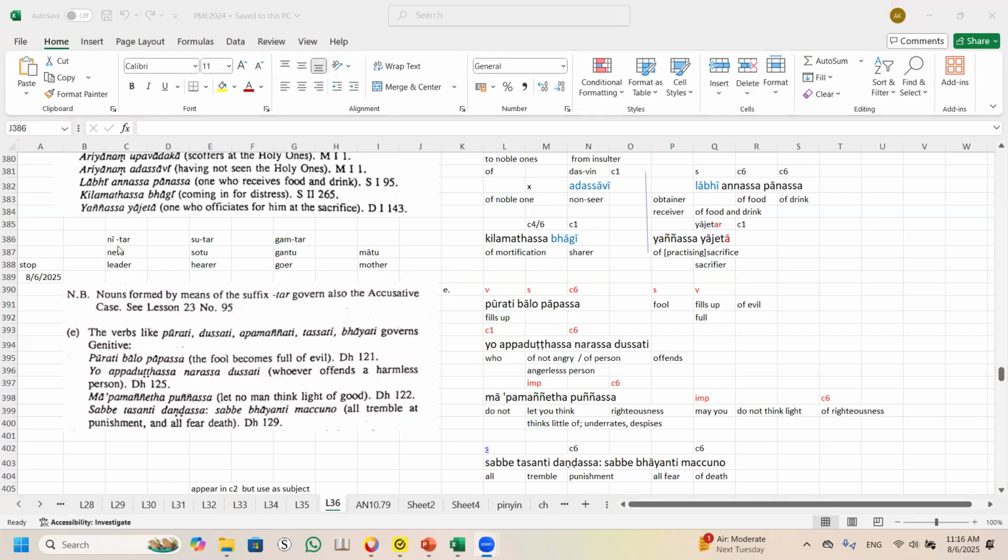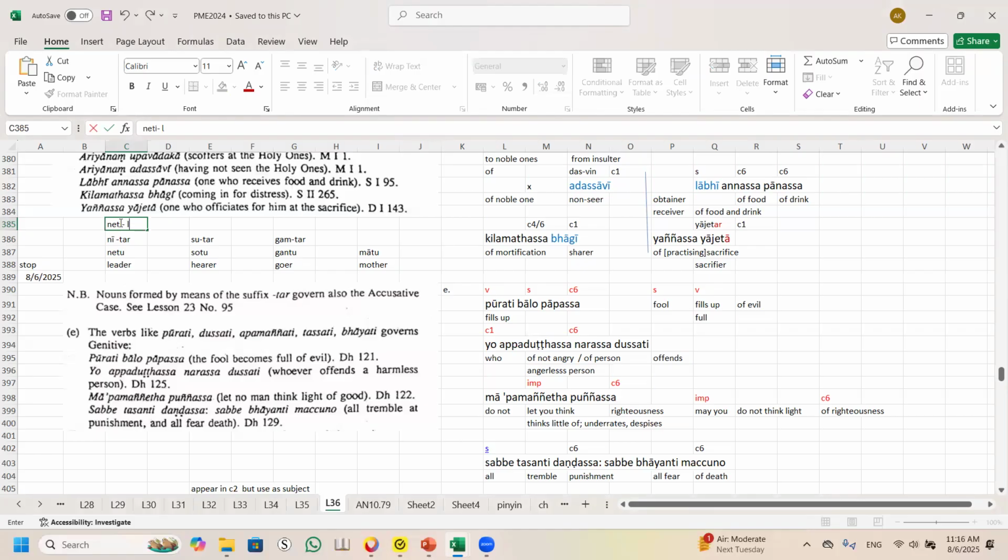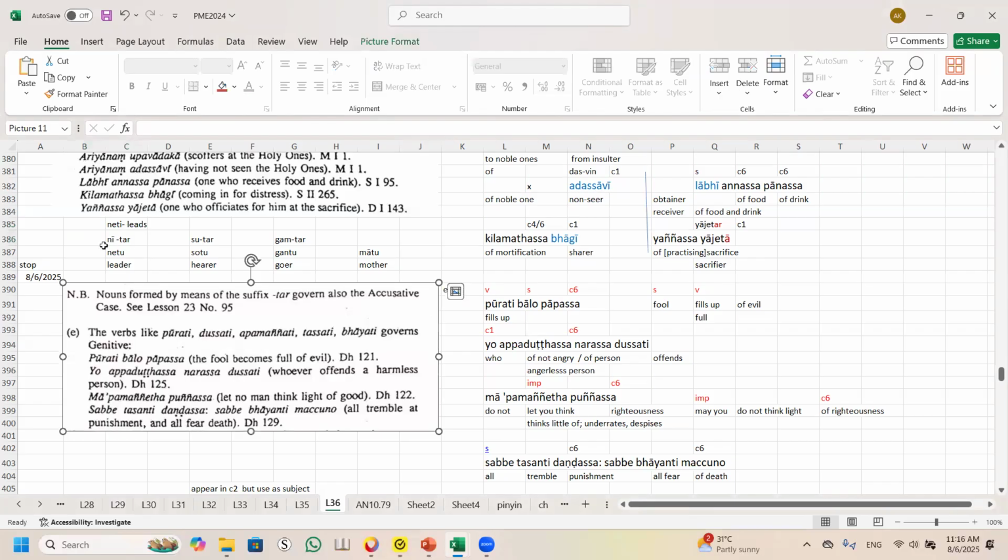Can you see this is a suffix -tar? The root is ni. If you were forming a noun from nati, nati means to lead. This is a noun, netar. So this is the root plus tar, so it becomes a noun.